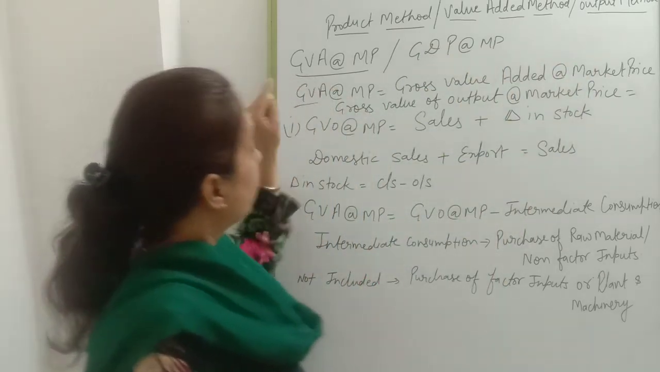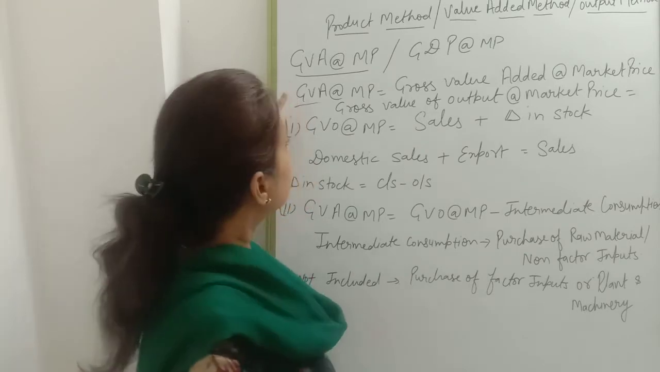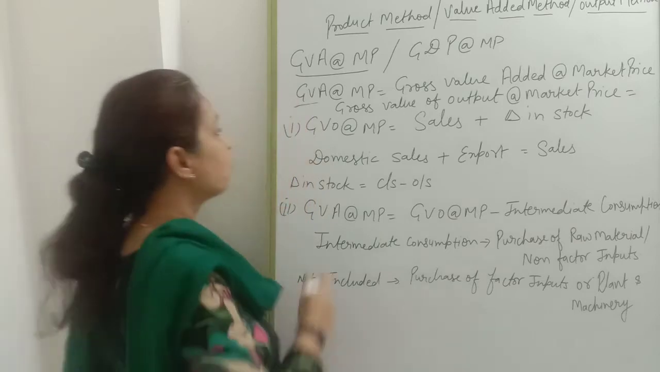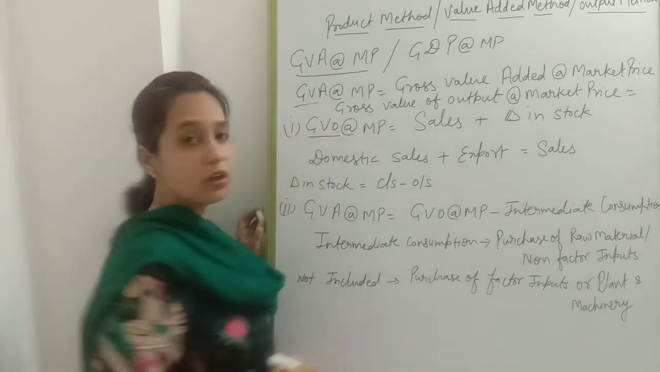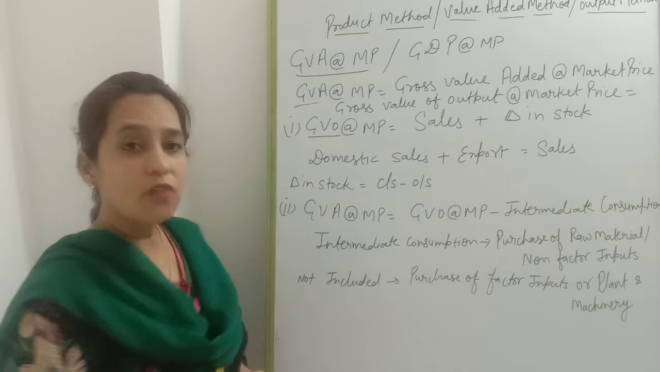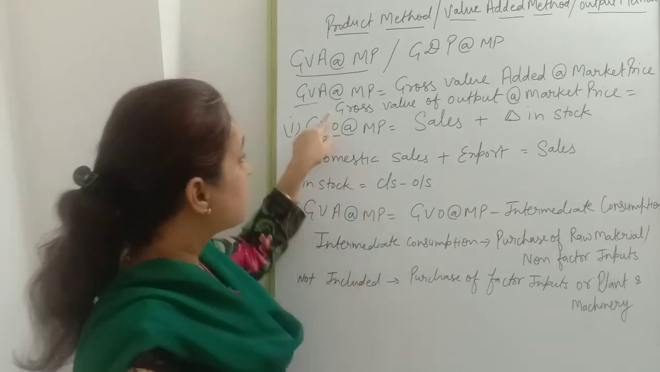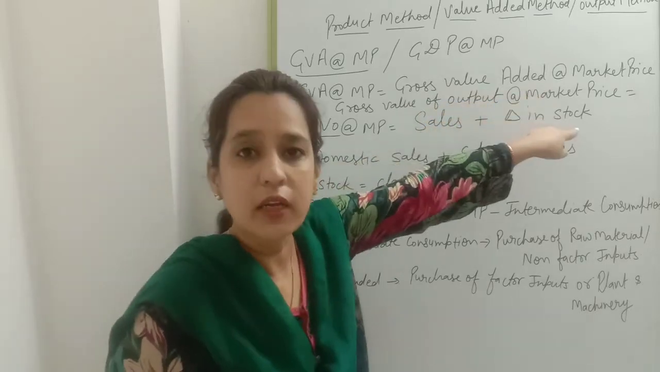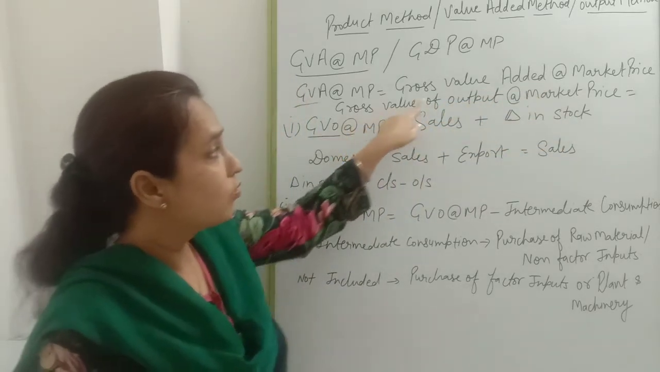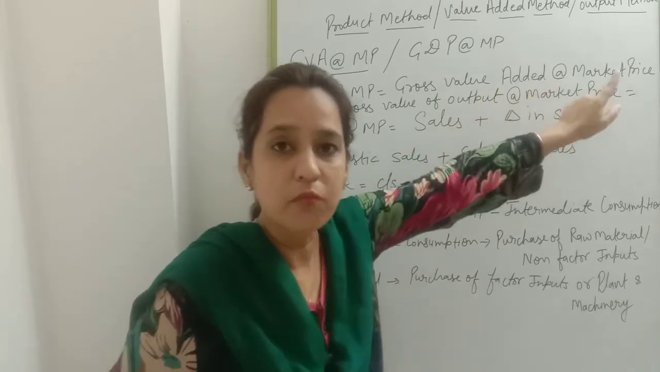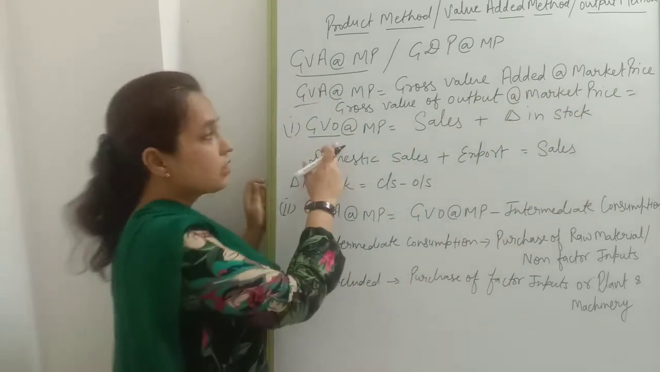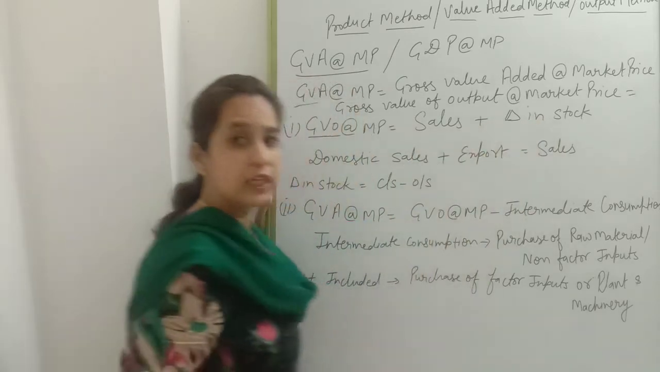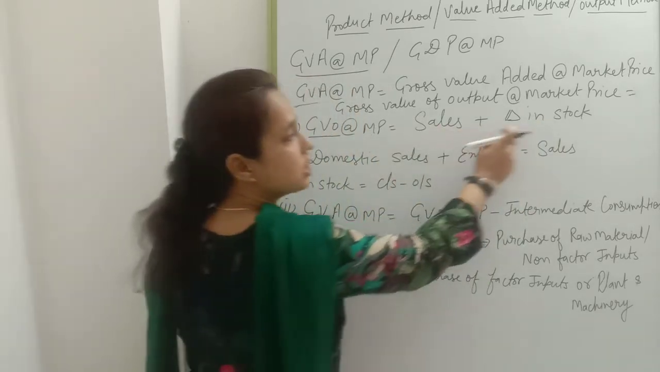Now, for calculating gross value added at the rate of market price, we have to calculate GVO at the rate of MP. What is the meaning of GVO? It means gross value of output at the rate of market price. Now, what is the formula of that? Sales plus change in stock.